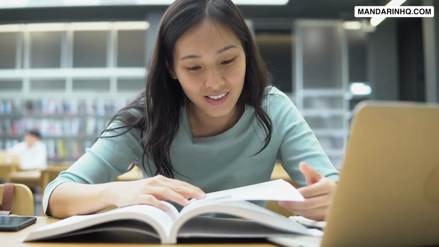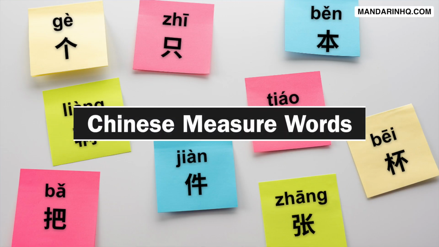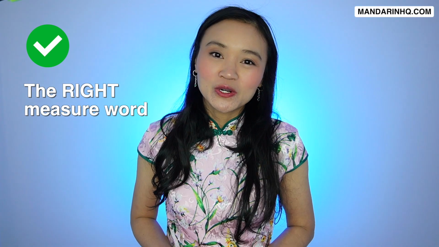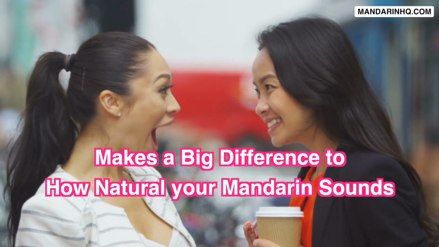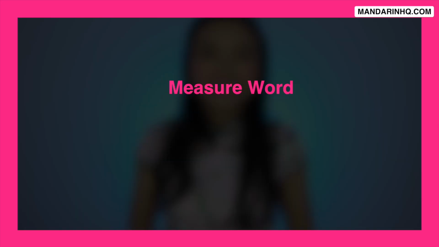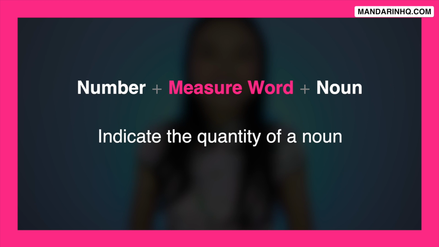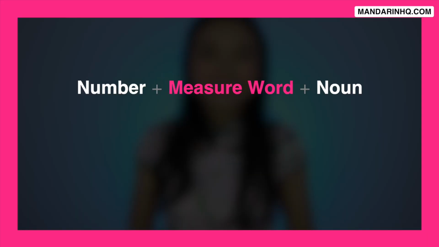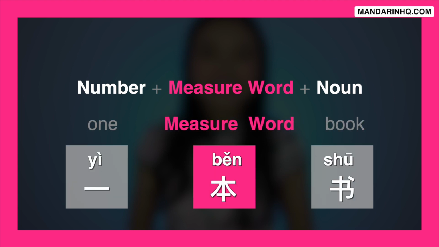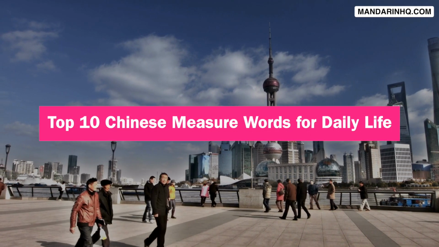Today we're going to dive into the world of Chinese measure words. Now this may sound like a dry topic, but choosing the right measure word makes a big difference to how natural your Mandarin sounds. So let's get started. In Chinese, we put measure words between numbers and nouns to indicate the quantity of a noun. For example, instead of saying one book, we say one measure word book, 一本书. So let's learn the top 10 Chinese measure words for daily life.